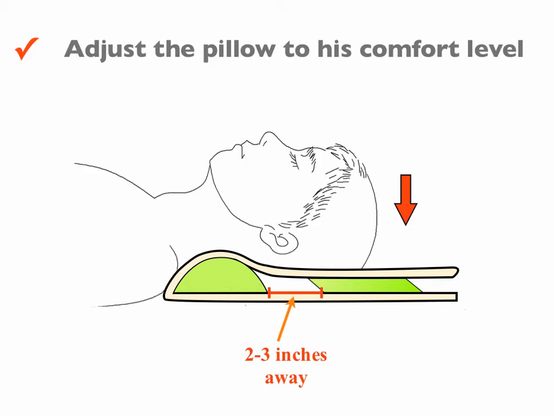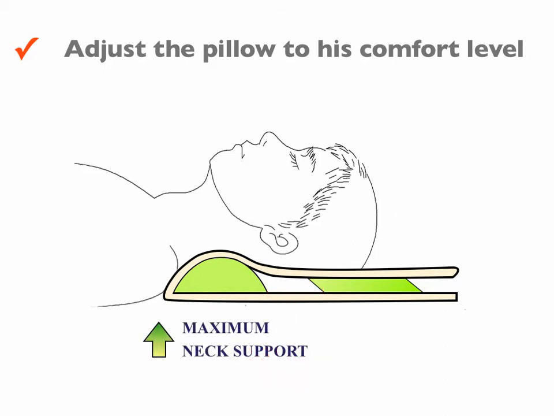If John prefers that his head insert is about 2 to 3 inches away from the neck insert, this means that he's able to receive maximum neck support through this functional pillow. With this position, John's head will fall back more, which allows his neck to receive more support.